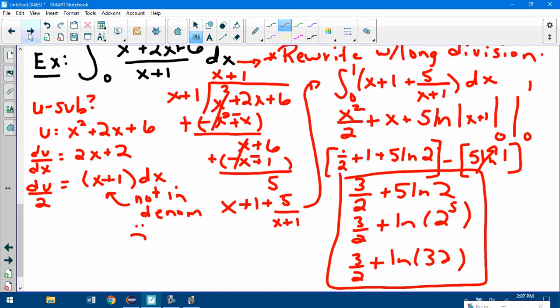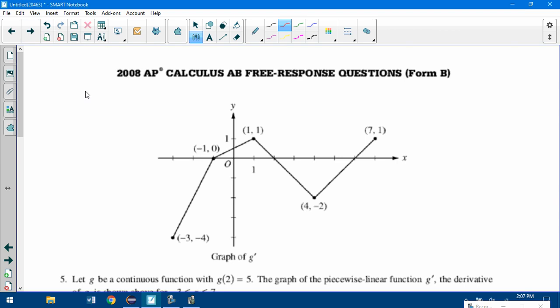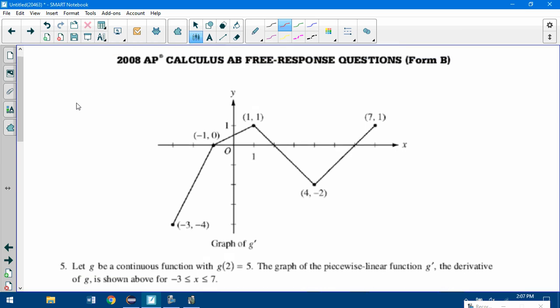Okay, now let's do a couple practice APs. You should have, hopefully, these notes. The first one's from 2008. Notice what they're telling you. It says let g be a continuous function with g of 2 equals 5. So they give you a value of g. The graph of the piecewise linear function g prime, the derivative of g, is shown between -3 and 7. So this is g prime. This is one of those ones where I say g prime is equal to the graph. So those are the points that I'm looking at on the graph.